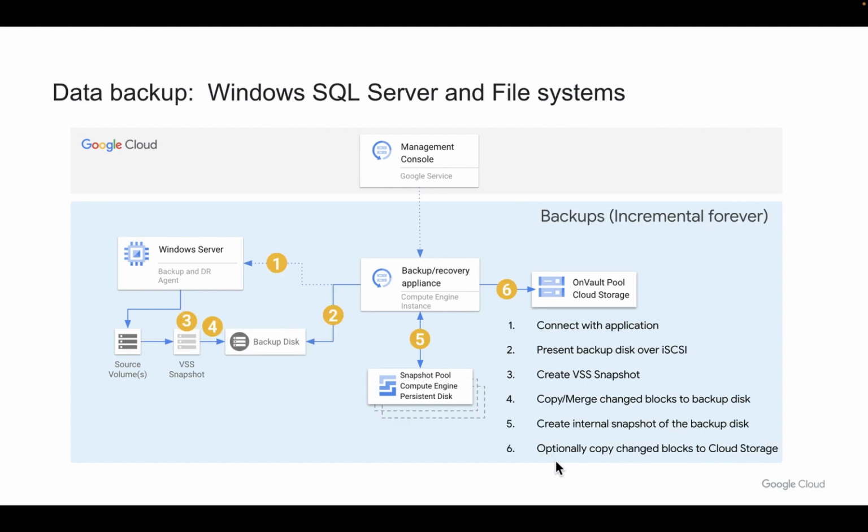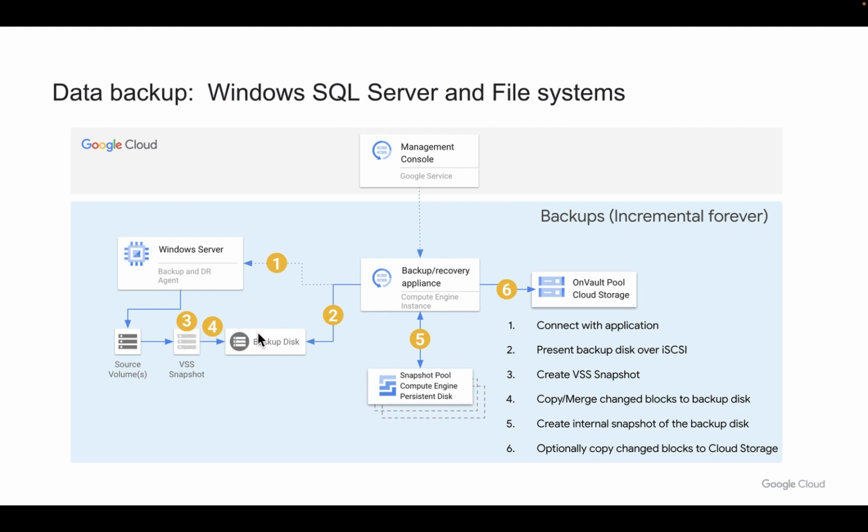The backup process is a six-step process. We first connect with the application, which means the backup and recovery appliance talks to the Backup and DR agent on the Windows server. That's done on port 5106. It then confirms that everything is ready to go, and then in step 2 brings across over iSCSI a backup disk. This is a virtual disk presented out of the snapshot pool that the Windows server views as a real disk. Then, again in coordination with the Backup and DR agent, we get Microsoft SQL Server to use its VSS provider to create a VSS snapshot of the source drives. And then we make a copy of that VSS snapshot onto our backup disk.